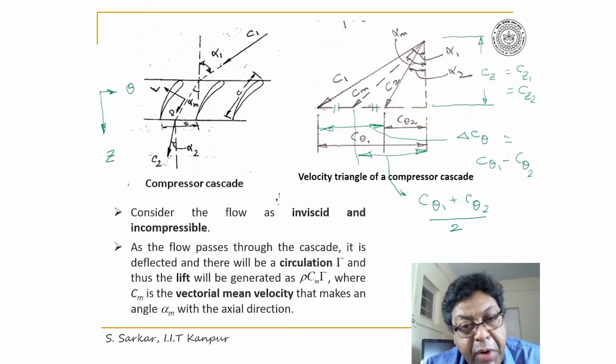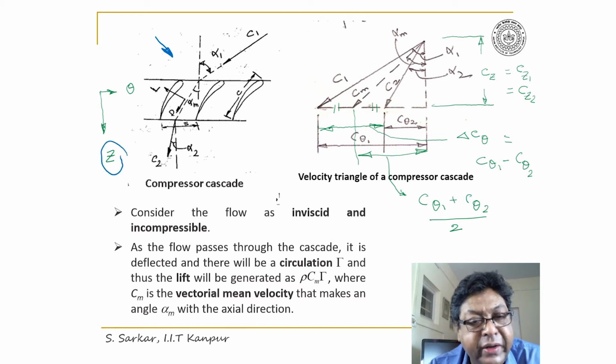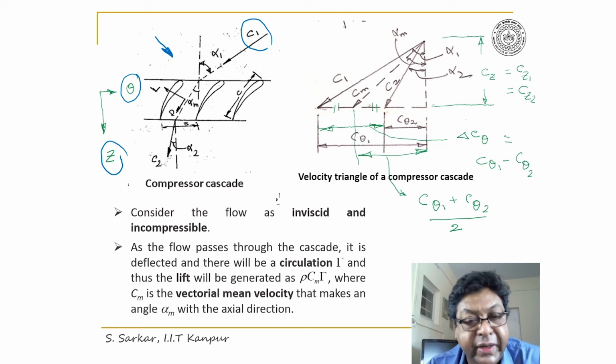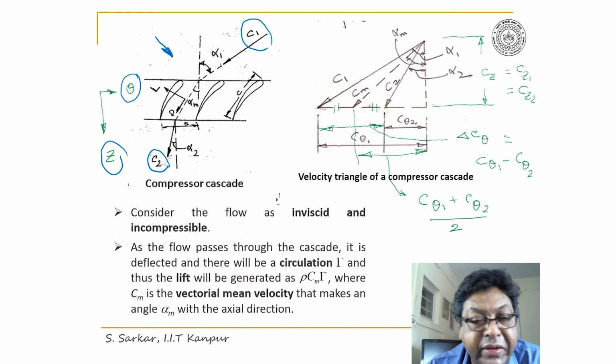I'll now carry out the performance analysis of a compressor cascade. I have indicated here a schematic illustrating the orientation of the blade, where Z is the axial direction and theta is the circumferential direction. C1 is the inlet velocity that makes an angle alpha 1 with the axial direction, and C2 is the exit velocity that makes an angle alpha 2 with the z-axis. C is the chord and S is the pitch, which have already been defined.